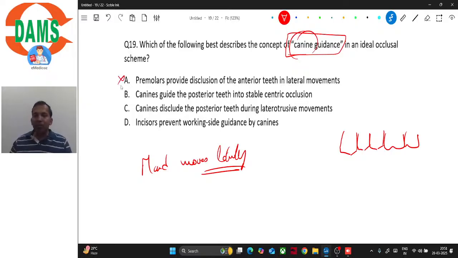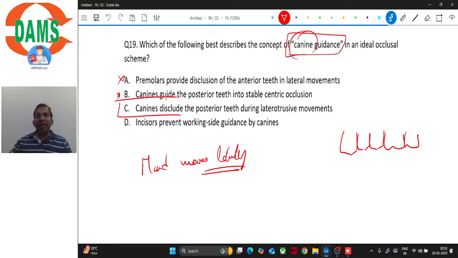So this is incorrect because it is canine guidance, not premolar guidance. Canines guide the posterior teeth into stable centric occlusion. Again, it is incorrect because canine guidance comes into play in lateral movement, not when the jaw moves back into centric occlusion, right? The canines disocclude the posterior teeth during the lateral excursive movement. As we just explained, the canines occlude, but all the posteriors will disocclude, and that's how the mandible moves into a lateral position. So canine guidance is only the canines are occluding. Rest all the posteriors are disoccluded.